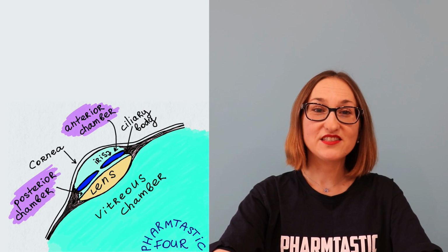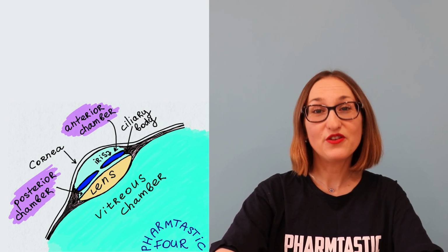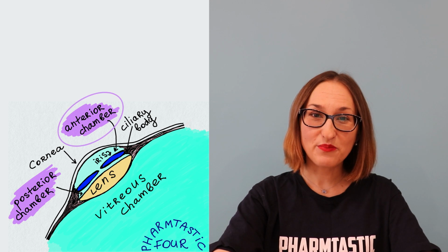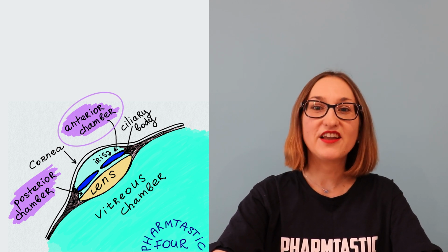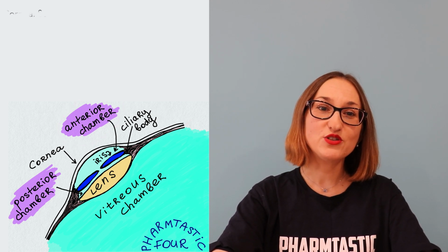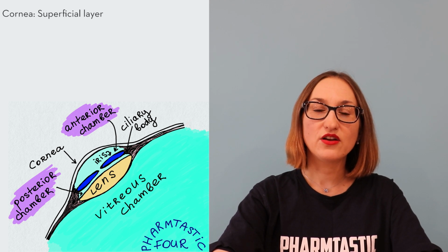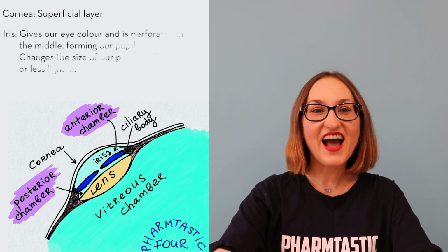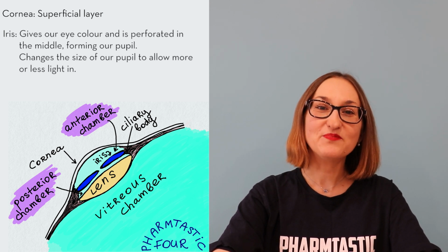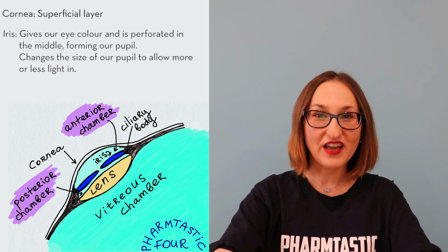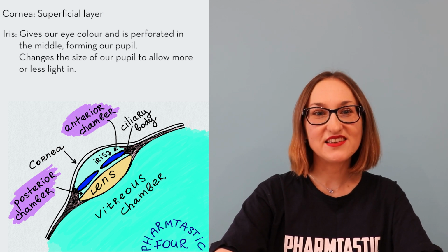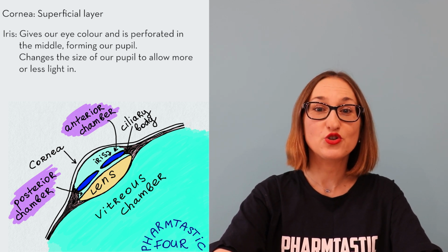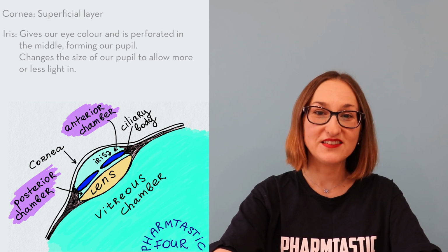A little bit of anatomy recap. The eye has three chambers filled up with fluids. The anterior chamber is between the cornea and iris. The cornea is a very superficial layer of the eye, and the iris, that's what gives our eye color. The iris is perforated in the middle. This is our pupil. When the iris constricts and relaxes, it changes the size of the pupil, so more or less light goes into the eye.